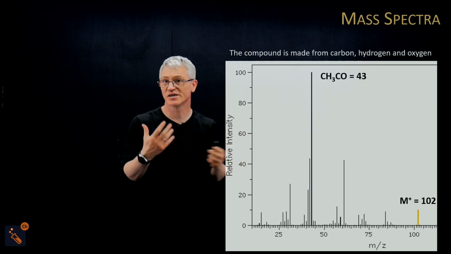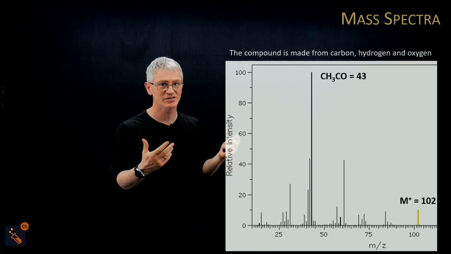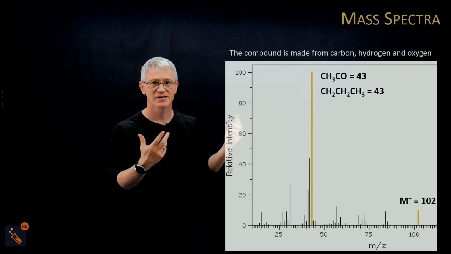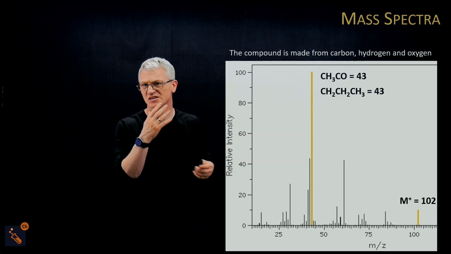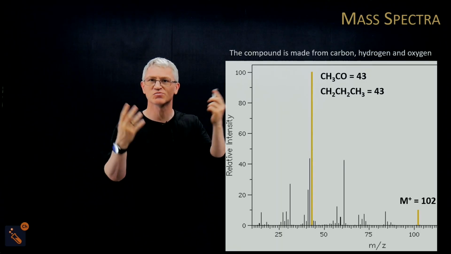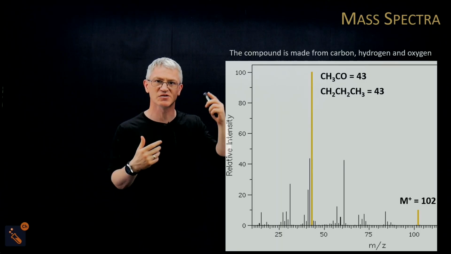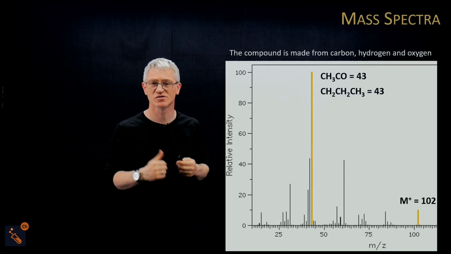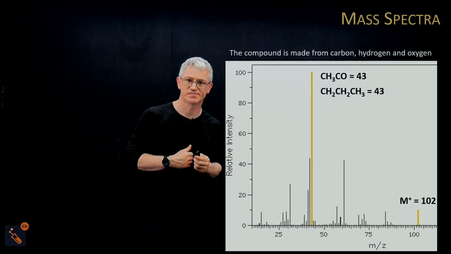Now, 43, we don't know what it is, but it can be a CH3CO, if you add that together. It can be a propyl group. So let's keep that in mind, we're going to use that later. So which one will it be? You've got to get used to saying, well, what is 43, according to what you've got? And there are your two options.